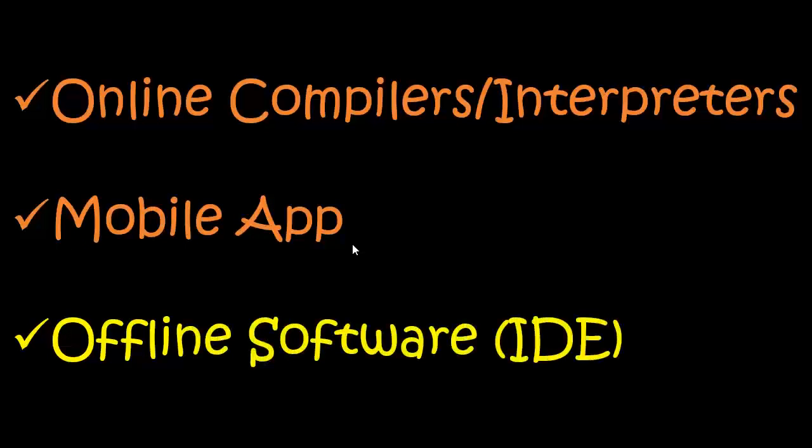The third one is offline software. There are so many offline softwares, also called IDEs, integrated development environment softwares, with which you can practice without an internet connection. If you do not want to use your internet connection while practicing Python, you can install offline software on your desktop or laptop. There are so many offline softwares for Python. My favorite is PyCharm. I will make a separate video on how to download and install PyCharm.